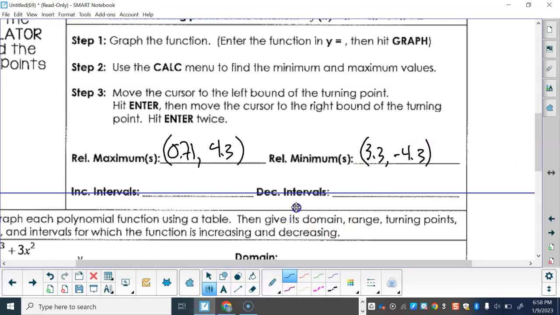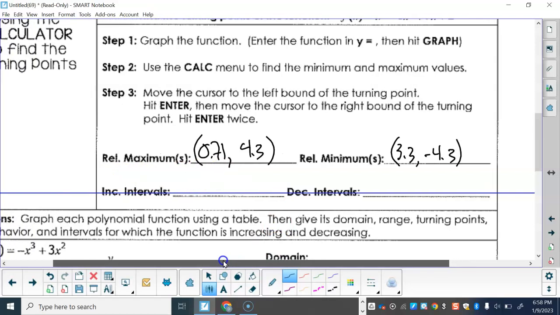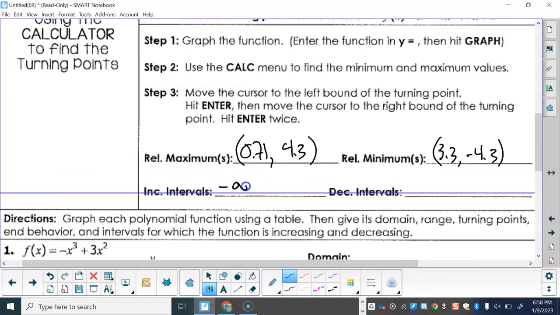Now, since this is a maximum, and these x values here are to the left of this x value, we know that it is increasing from negative infinity to 0.71. We know it's increasing, and this is an interval. This is not a point. When we're talking about these intervals, we're only talking about domain. That's domain only. So it is increasing from there to there.